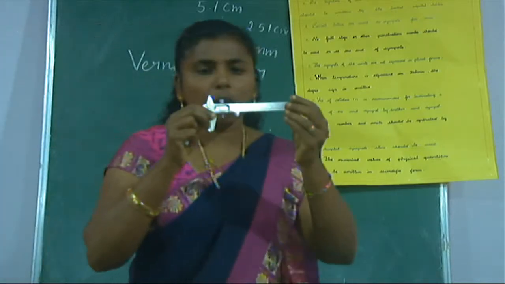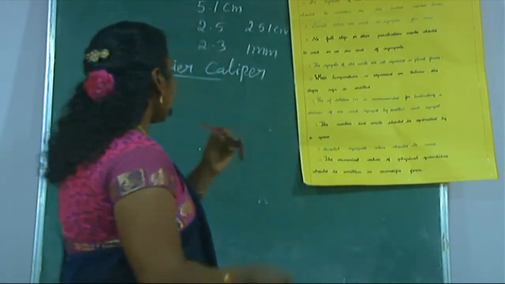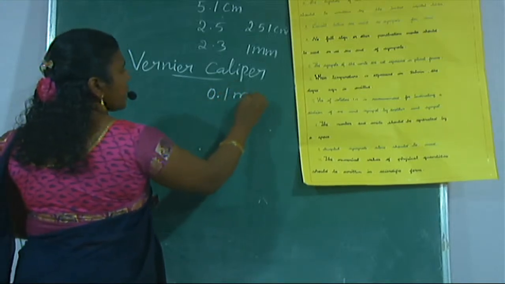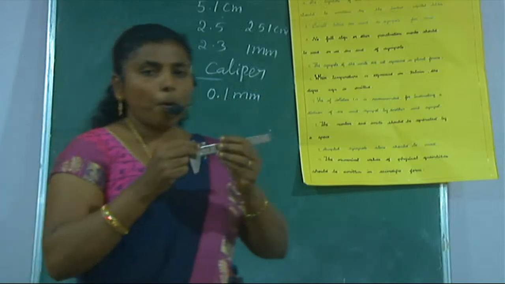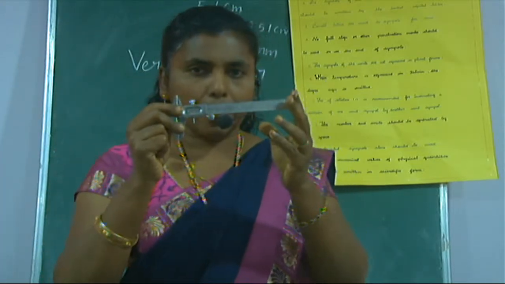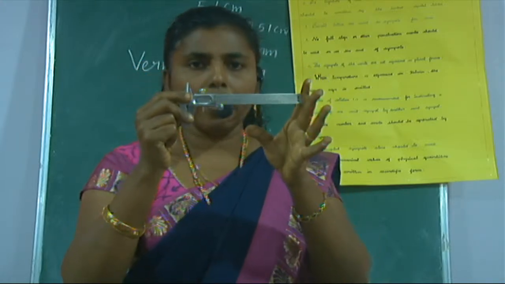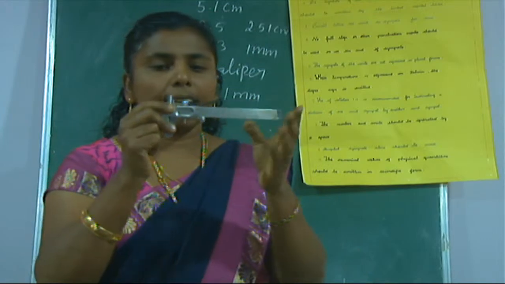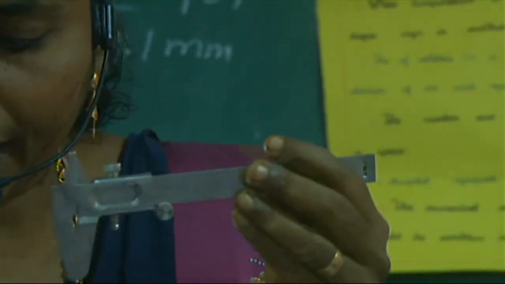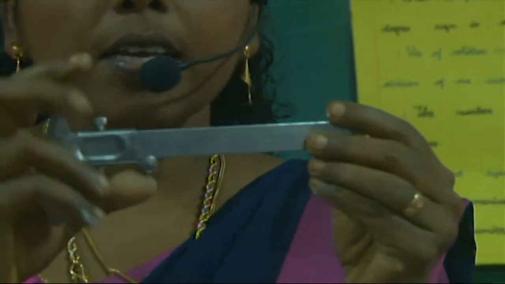The least count of this Vernier Caliper is 0.1 millimeter. What is this instrument called? Vernier Caliper. So the least count of this Vernier Caliper is 0.1 millimeter. We can write this in centimeter, that is 0.01 centimeter.